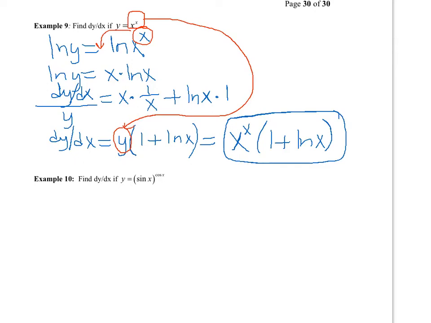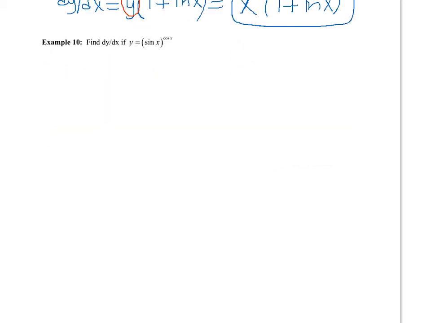Okay. I would like for you to try example 10 on your own. So press pause and then come on back. Did you try it? Really? All right. Here we go then.